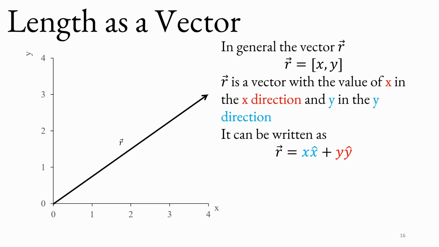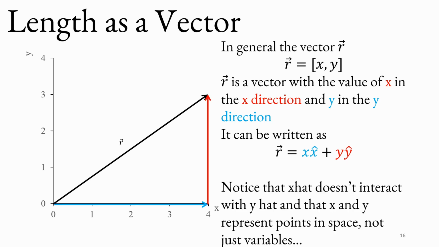So in general, the vector r is going to be given by the vector x, y, again with brackets. So r is a vector with the value of x in the x direction and y in the y direction. And it can be written by adding those two together: x in the x direction plus y in the y direction. But notice that x hat doesn't interact with y hat, and that x and y represent points in space. They're not just variables. So you're not going to be adding 4 plus 3 is 7, because we know that the hypotenuse is not 7. It's going to be 5. So we're using the Pythagorean theorem to define a new vector in space.